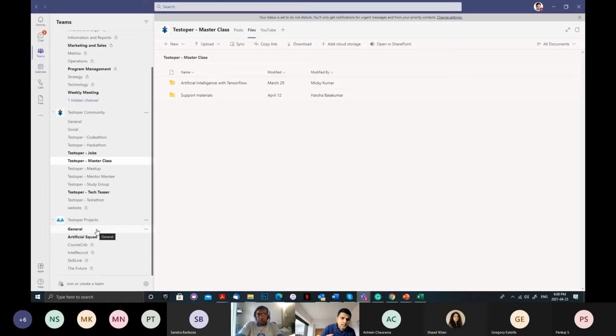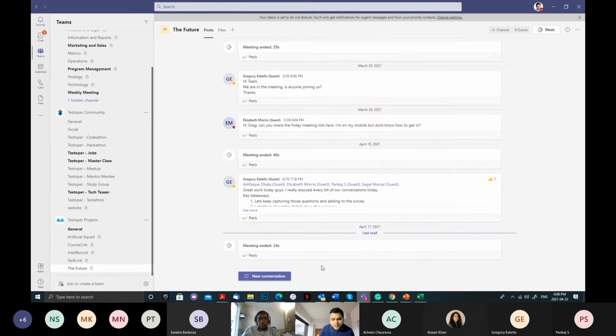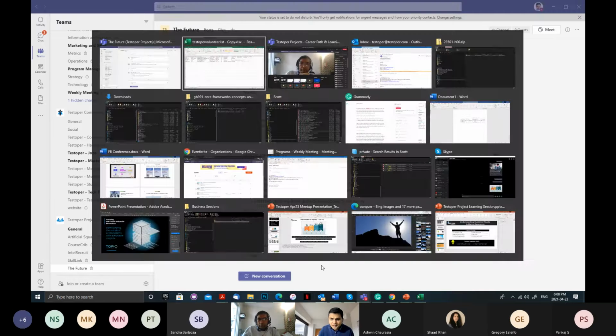So we are going through the governance and trying to understand. Capgemini team, if you have access to the Testoper Microsoft account, you log out from your Capgemini Microsoft account and then log in to the Testoper Microsoft account, then you will get to see these channels and you can offline help the team. So right now we have three teams: Artificial Squad, Skill Link and The Future, led by three leaders and the team.